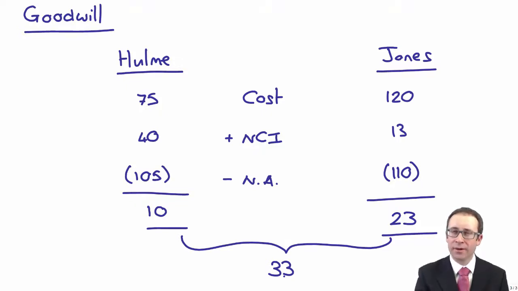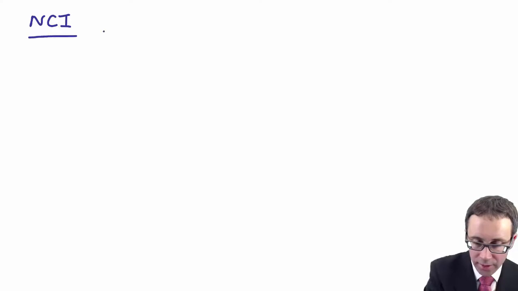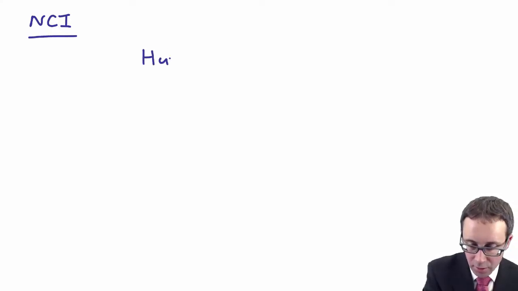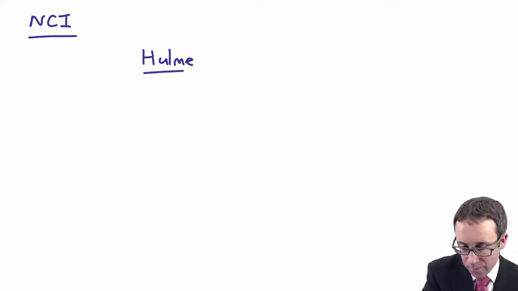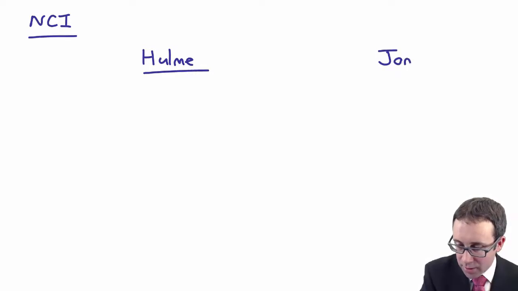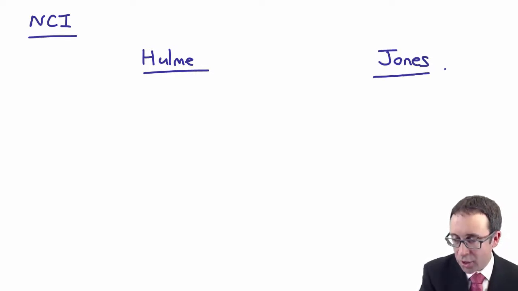Excellent. There we go. Everybody happy with where we are so far? Yes. Brilliant. Because now we're just going to start to crank things up ever so slightly. Let's look at the non-controlling interest. The non-controlling interest of Hume. The non-controlling interest of Jones.